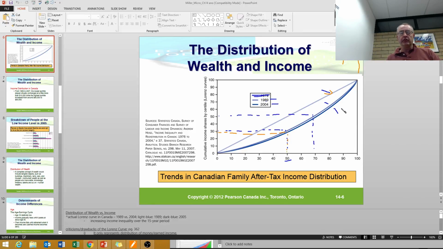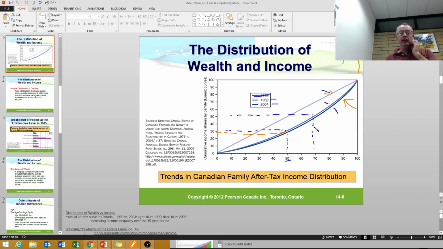As we'll see very shortly here, there's a life cycle of earnings that we tend to go through, and younger people tend to have lower incomes than older people because they're less experienced and they have less training. And that's not accounted for in this Lorenz curve. Okay, the Lorenz curve also ignores income taxes, and it also ignores unreported income.